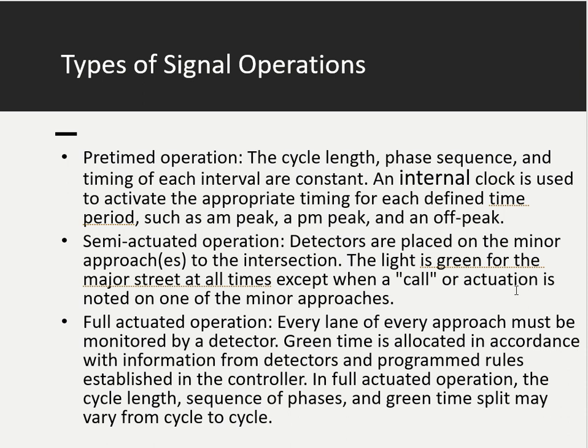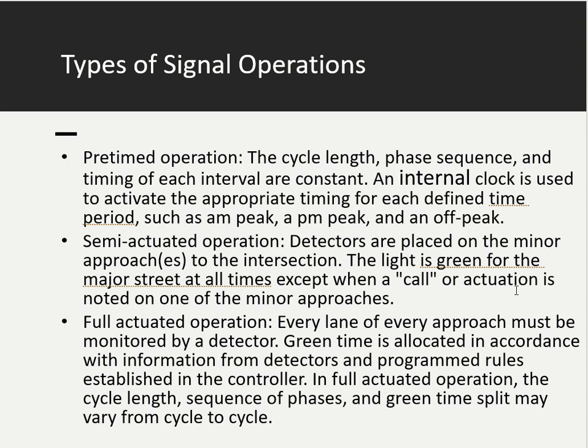Then we have fully actuated. No minor and major, all have sensors. It is used mainly at the intersection of two major roads. For two minor roads, we can make it free time, no problem, traffic is less. But for major roads, especially when the intersection is between two major roads, a fully actuated signal will provide better efficiency.